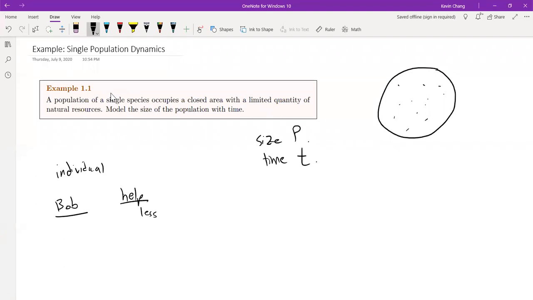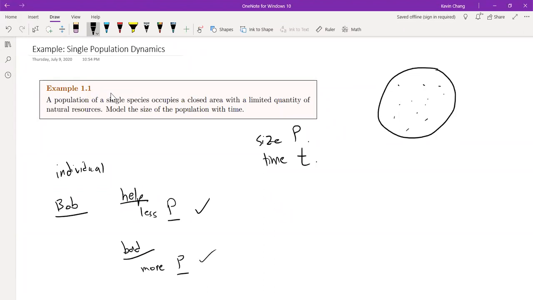Obviously, the more of that species that Bob is in occupies a single area, they're all going to be competing for the same resources. So the less p there is, the smaller the number of this population, the better it's going to be for Bob, because he won't have to compete with all those other individuals for the same resources. So less p is going to be good for him. What's going to be bad for him is obviously the opposite. The more animals there are, the worse off Bob will be.